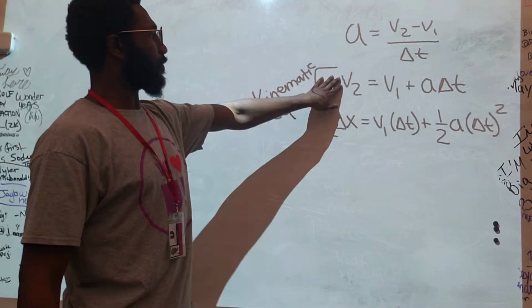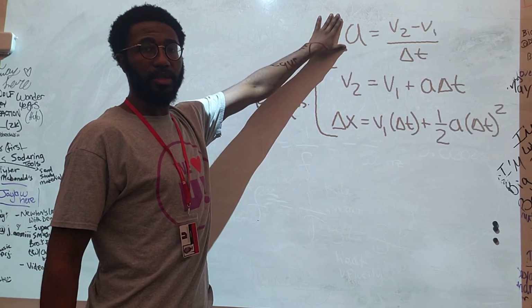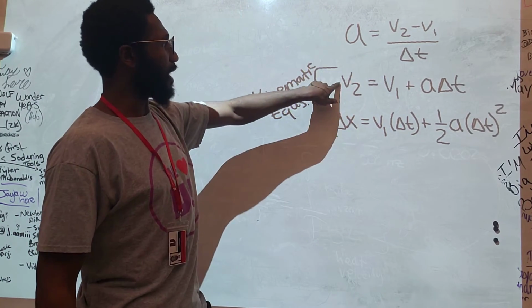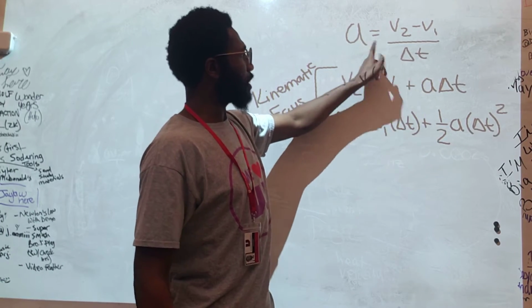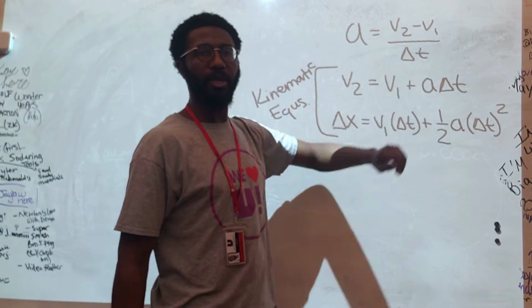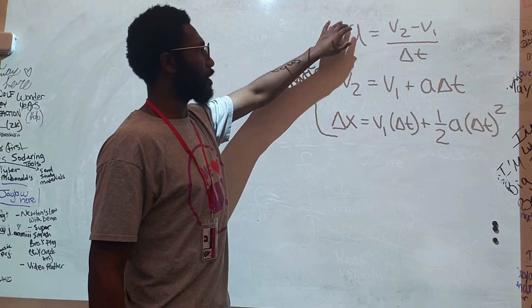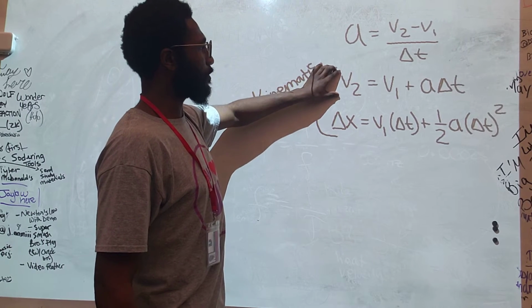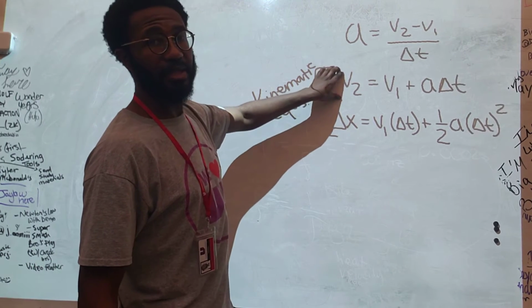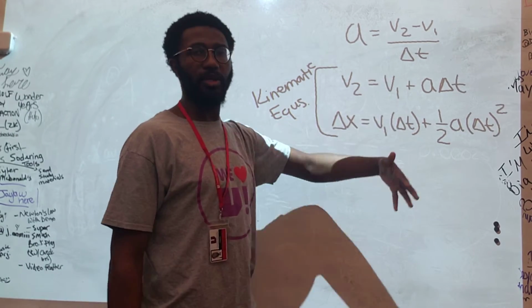Now, the first kinematic equation that we see is actually very similar to this acceleration equation. You've got the V2, you've got the V1, the acceleration a, and the change in time, delta t. So it's got all the same pieces as this first equation. The only difference is this kinematic equation is solving for your final velocity. Okay, it's solving for your V2.